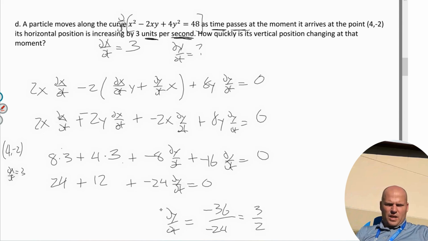What does this mean? This is y's per second, or units per second. My y is increasing by this many units per second. Time is involved. There's my answer. Hope I did all the work right. Cool.